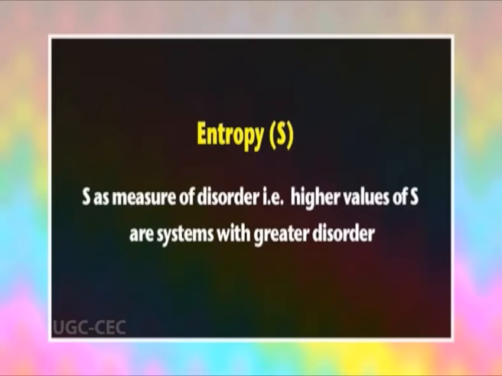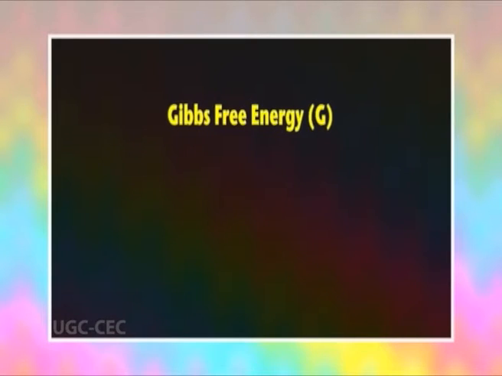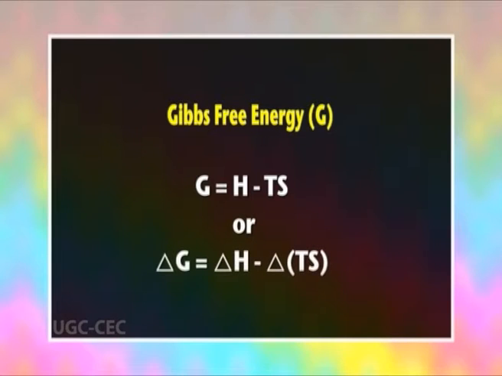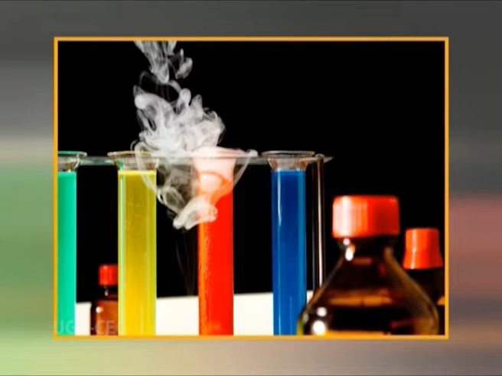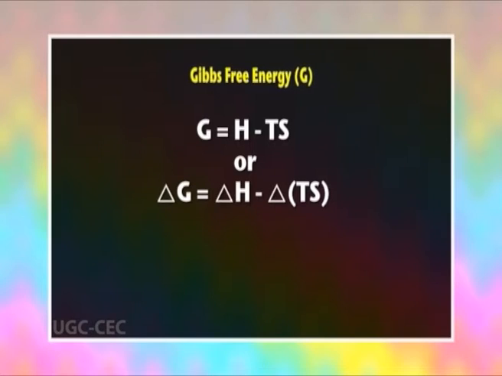Number fourth is the Gibbs free energy, which is designated as capital G. G is equal to H minus TS, or equivalently ΔG is equal to ΔH minus TΔS. G can be thought of as the energy relevant to chemical reactions and thus involves both enthalpy and entropy. A reaction is spontaneous if ΔG is less than 0 for a reaction, that is, it can occur without the input of energy.